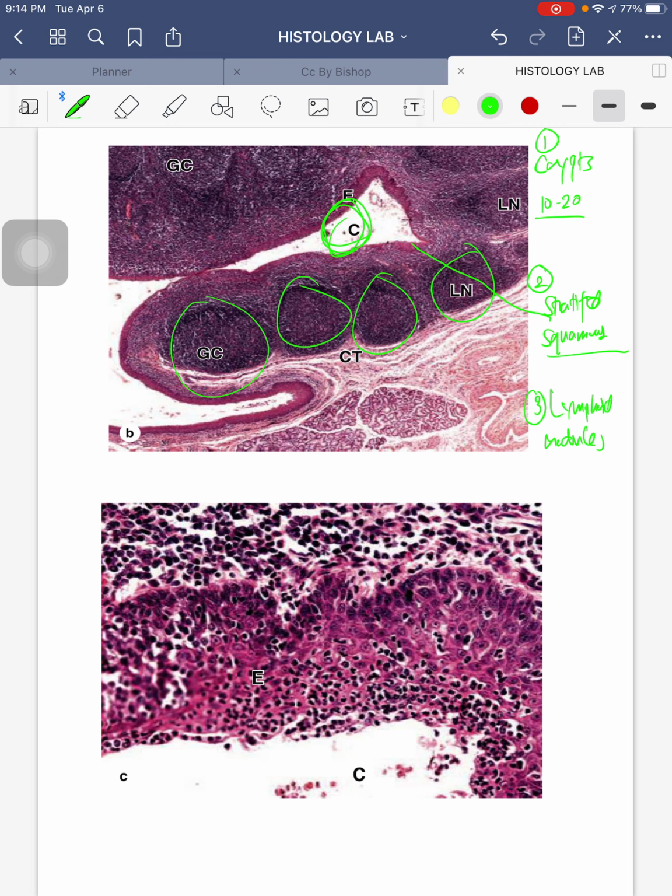So the fourth consideration would be that there can also be salivary corpuscles. I'll show that in the next slide. Fourth is salivary corpuscles, and we'll define that also.